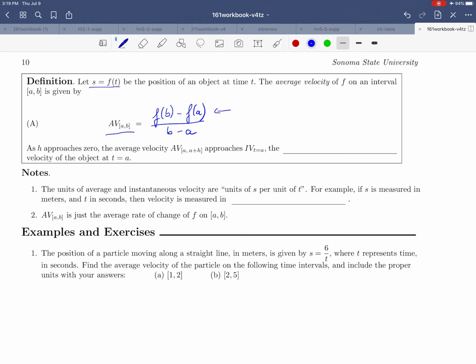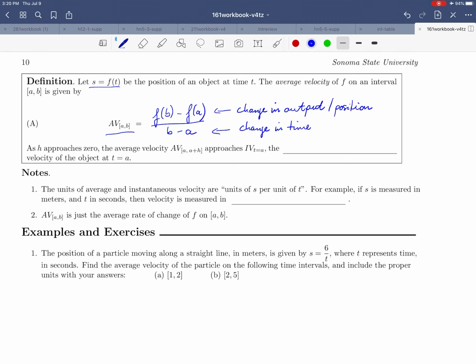So this is the change in output, in our case, the change in position, divided by the change in time. That's how we are computing our average velocity.